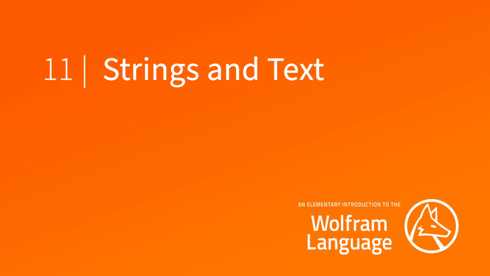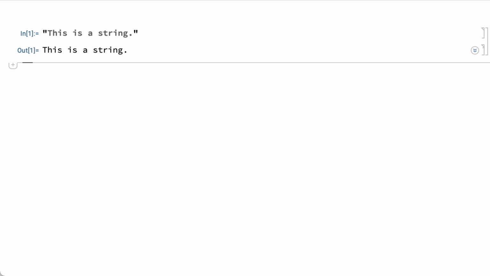This section is about functions for working with text and words and sentences and other things that are made up of strings. A string is just a sequence of characters. In the Wolfram language, a string can be entered by giving a sequence of characters like this one enclosed in double quote marks. Treating that input as a computation just returns the string unchanged, except that the double quote marks are not normally shown when a string is displayed.